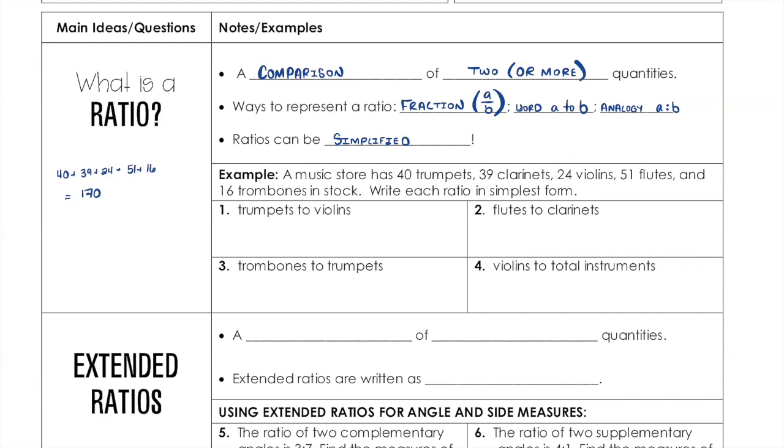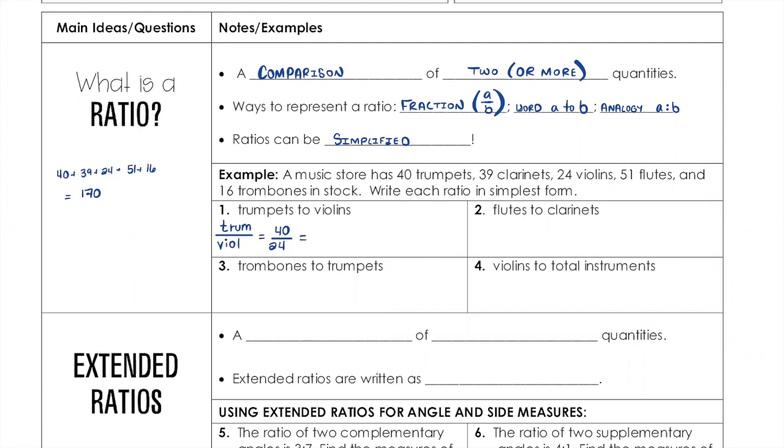So let's see what ratios they want us to set up. We're just going to set them up as fractions because those are the easiest to simplify. It says trumpets to violins, so we're going to set up a ratio that has trumpets on top and violins on bottom. How many trumpets are in the store total? 40. And how many violins in our store? 24.